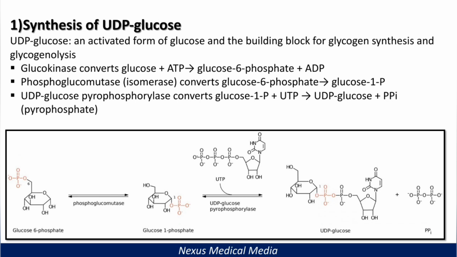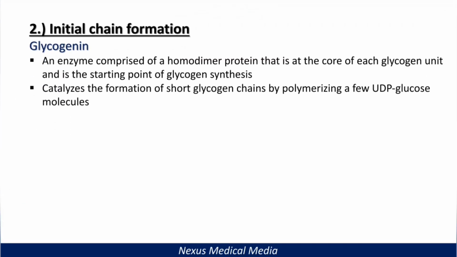Let's put it somewhere and talk about glycogenin. Glycogenin is an enzyme, a homodimer protein, that is at the core of each glycogen unit and is the starting point for glycogen synthesis.